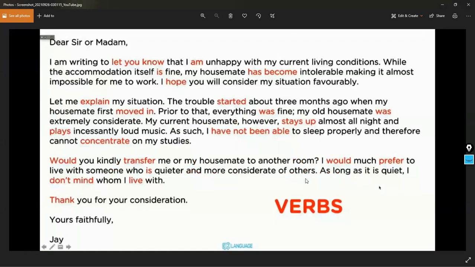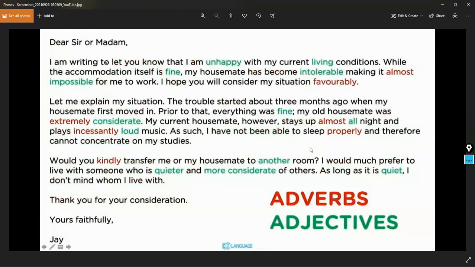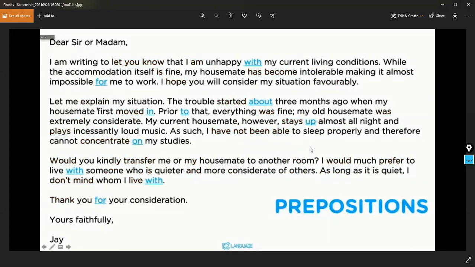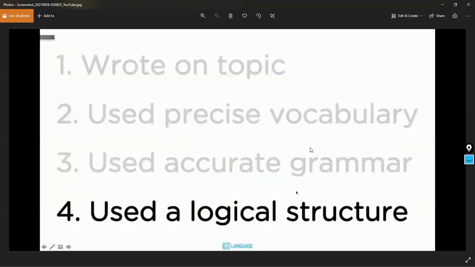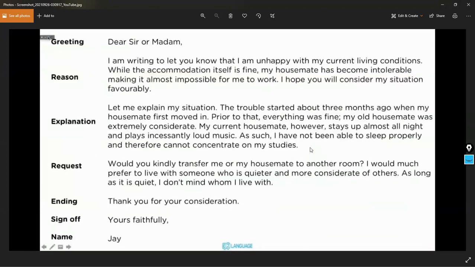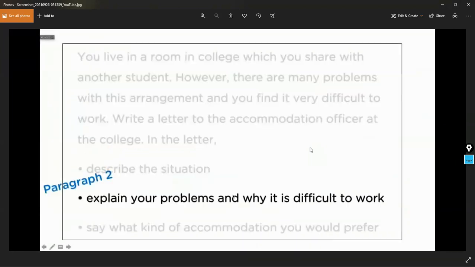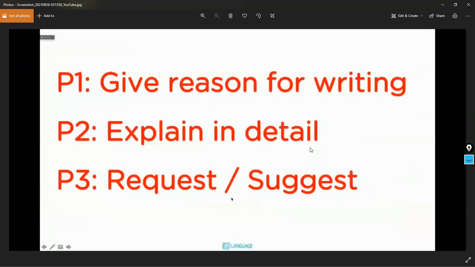Okay, grammar. So now that is simple past. Something happened before something else. This thing happened before this thing. So this is the correct use of verbs and tenses. Adverbs and adjectives, prepositions, absolutely. Okay, this is paragraph one, paragraph two, and this is the last one.